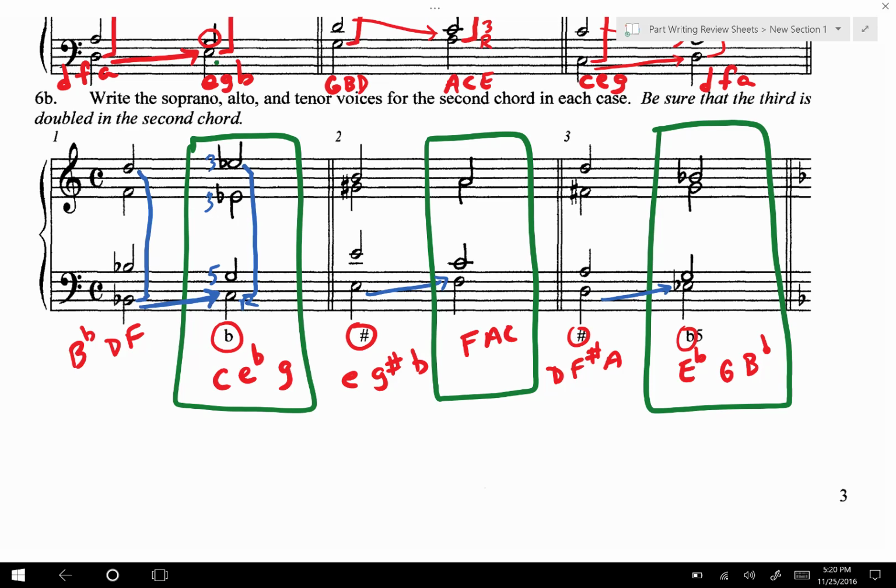In the next chord, we have E, G sharp, B. The bass is moving up by an interval of a second. Let's find out where the parallel tenth is. E to G sharp, looks like it's between bass and alto. F to A. And then the soprano and alto will double the third. There's my root, there's my fifth, and there's my third times 2.